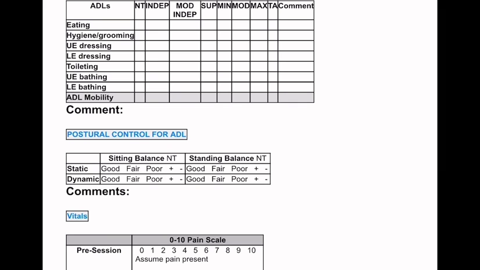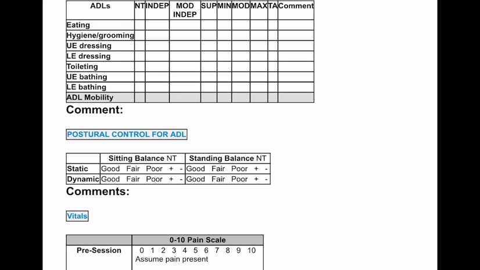Here you'll use your clinical judgment, and you will include if they're within normal limits or if they need any assistance. Next is Activities of Daily Living Assessment. This section measures the patient's ability to complete daily self-care activities, including eating, hygiene, dressing, toileting, and bathing. Levels of independence range from independent to total assistance. ADL mobility and postural control includes sitting and standing balance, both static and dynamic.